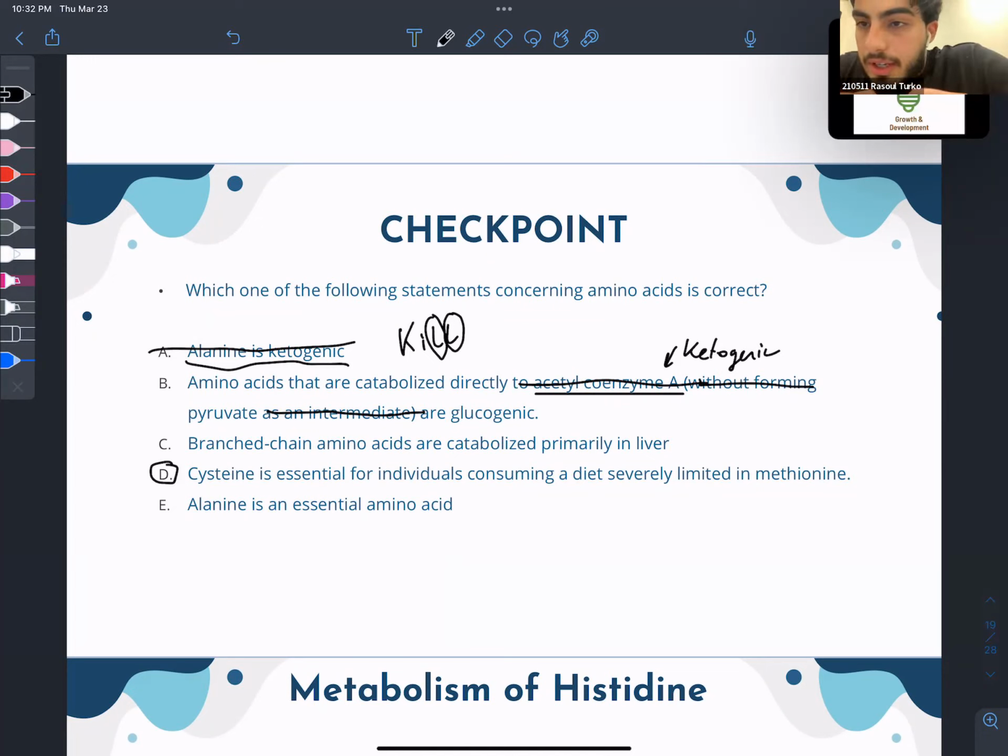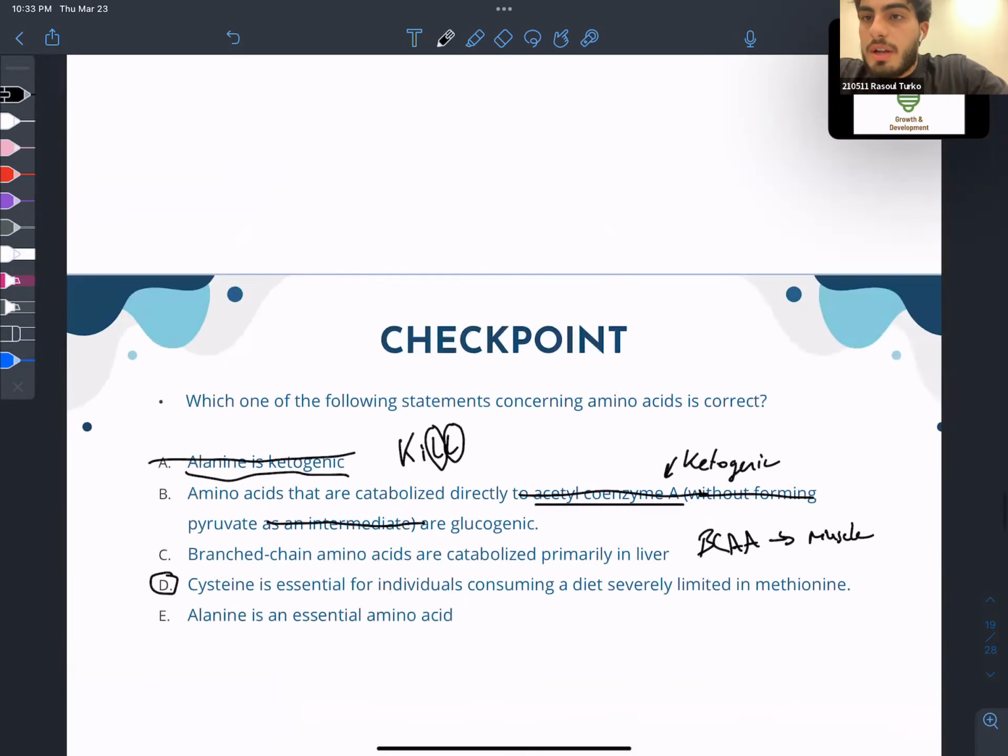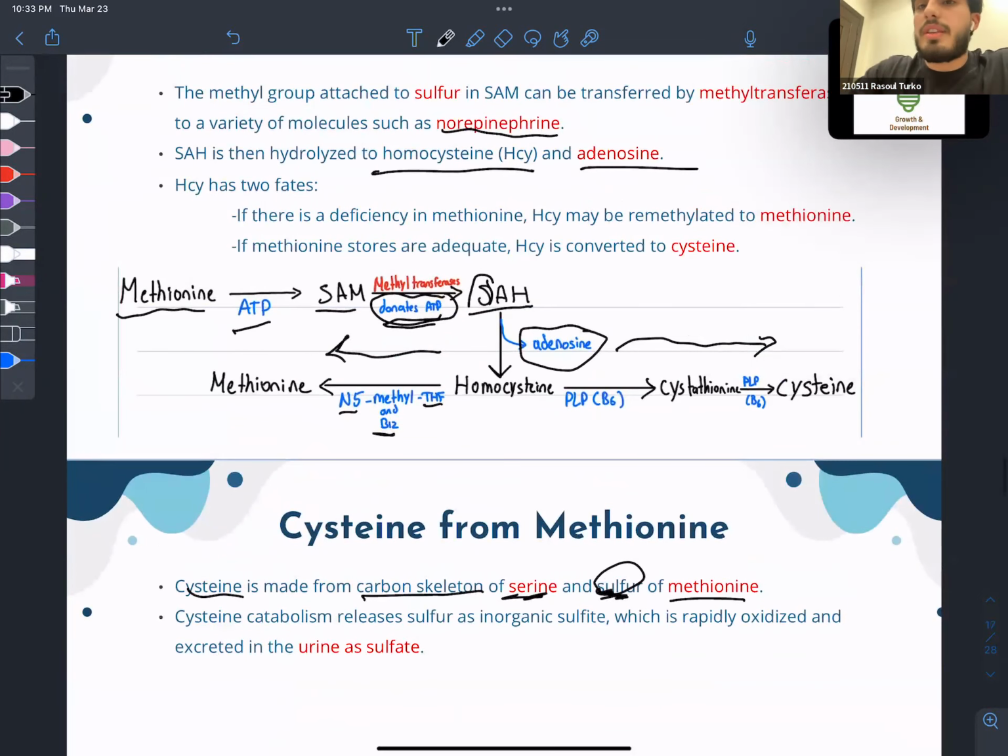Next, branched chain amino acids are broken down primarily in the liver. If we said normal amino acids, then it would be correct. But branched chain, so BCAAs, we said BCAAs are broken down in the muscle. Now, cysteine is essential for individuals consuming a diet severely limited in methionine. Now, why is that correct? Because we said that here.